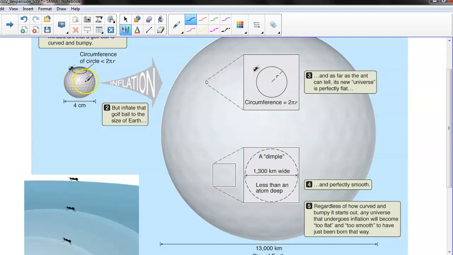Now, if you know a golf ball, it has all those little dimples in it. Well, our ant, standing on an Earth-size golf ball, would not think that it was round, would think that it was perfectly flat, just like we do when we look around. And those dimples in the golf ball, look at this. Those dimples would be hundreds and hundreds of miles wide and less than an atom deep. We would not see anything but smoothness and flatness. We would not see all the bumps, the dimples. We would not see the curvature because we blew it up so big. That's inflation for you.